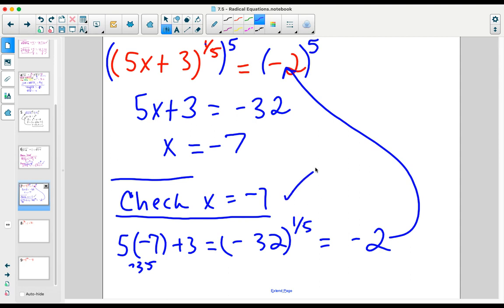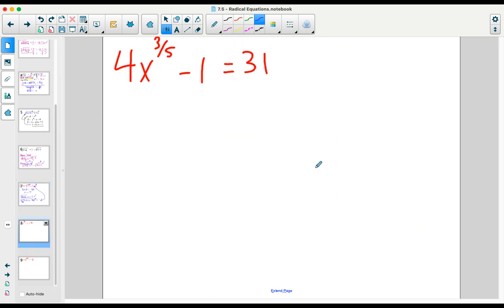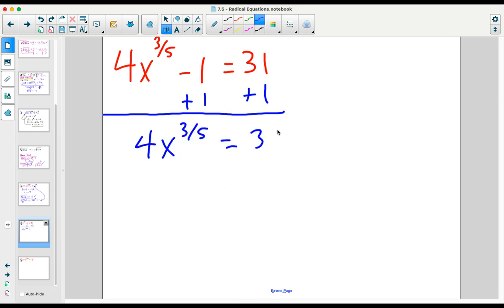Rational exponents are treated just like our radical equations, we try to isolate. Here we'll have to do a little bit of work in order to get the rational exponent to the point that it's isolated. We'll add 1 to both sides of the equation, and we get 4x to the 3/5 is equal to 32. We divide both sides by 4, giving us x to the 3/5 is equal to 8.